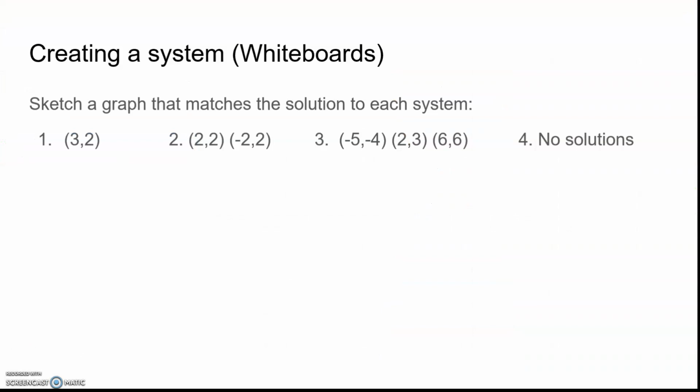So for our third one, what we're going to do is we have 3 points now, negative 5, negative 4, 2, 3, and 6, 6. And we have to come up with a graph for these solutions. So go ahead and take a second and try your luck right here, and we will come back and figure it out.